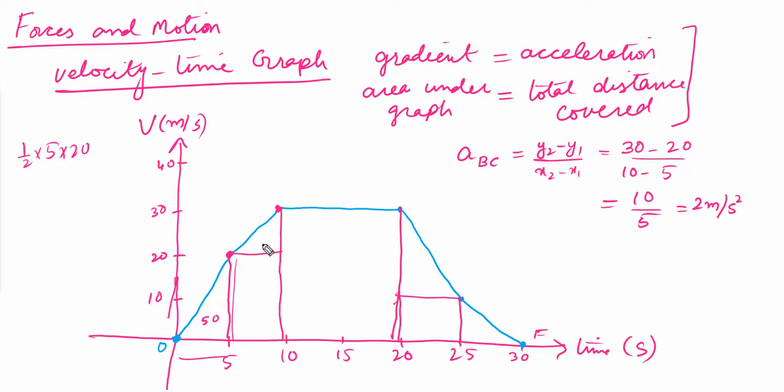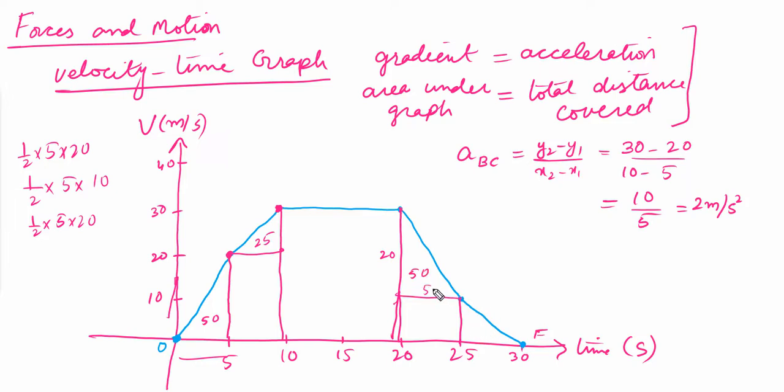Now for this triangle it will be half times base times height. Its base is 5 and its height is 10. Height means the difference from this point to this point, that is 10. So it will become 25. For this one, similarly, half times base times height, its base is 5 and from here to here the height is 20. So half times 20 times 5 is equal to 50.